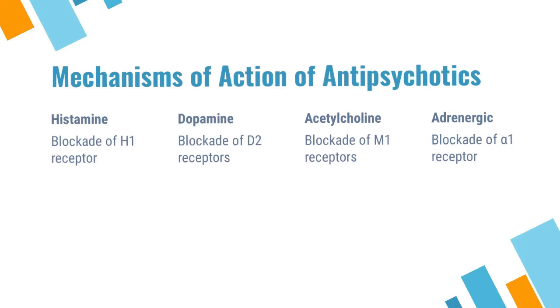Antipsychotics work on a number of neurotransmitters and compounds in the body. They differ by the affinity that they have or the action that they have on these compounds. We'll focus on their action on the histamine receptors, dopamine receptors, acetylcholine receptors, and adrenergic receptors.